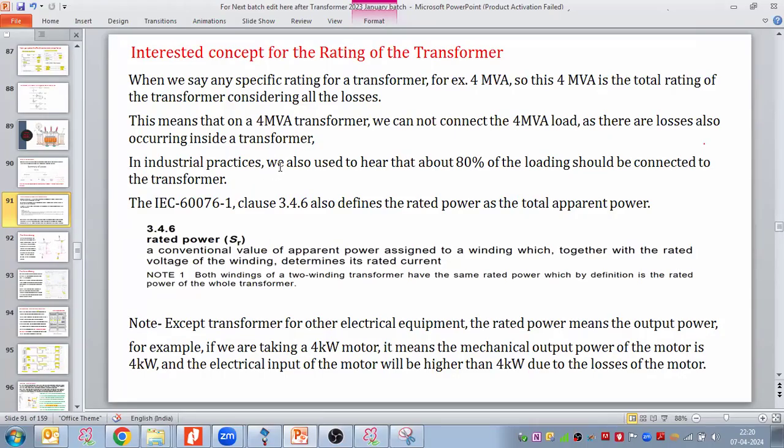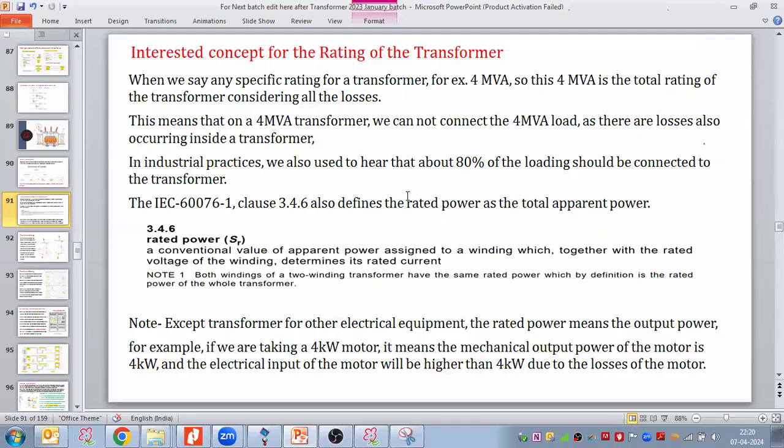In industrial practice, sometimes we hear that we should do 80% or 85% loading of the transformer. So I think we can relate this to loading also. We also used to hear that about 80% of the loading should be connected to the transformer.